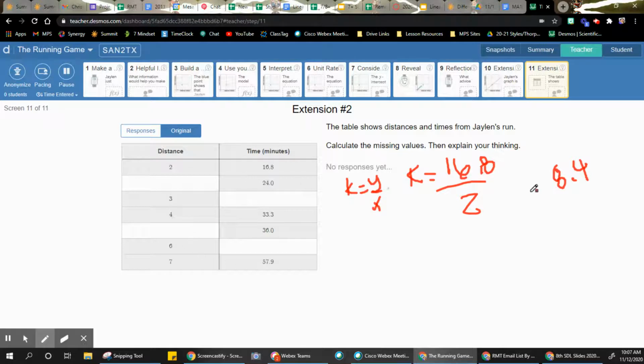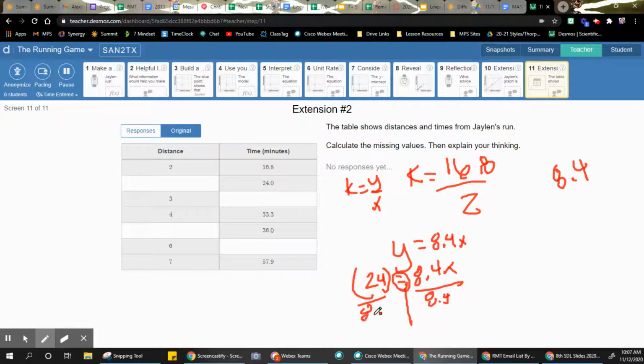So now I need to figure out what that means. It took him to run 24. So if our equation is y equals 8.4x, to find out how long it took him to run 24, I've got to plug it in here. So I'm going to have 24 equals 8.4x. Now I've got to solve for x, keep my equation's equal sign centered, and divide by 8.4. So now I'm going to do 24 divided by 8.4.